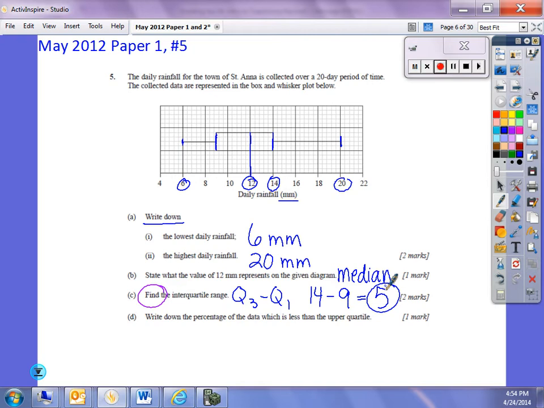And then, again, write down, we're not expecting to show any calculation. And here we're just asking you, do you really understand what the box and whisker plot represents? The percentage of data which is less than the upper quartile. So here's my upper quartile. How much data is less than the upper quartile? And we know that that is 75%.